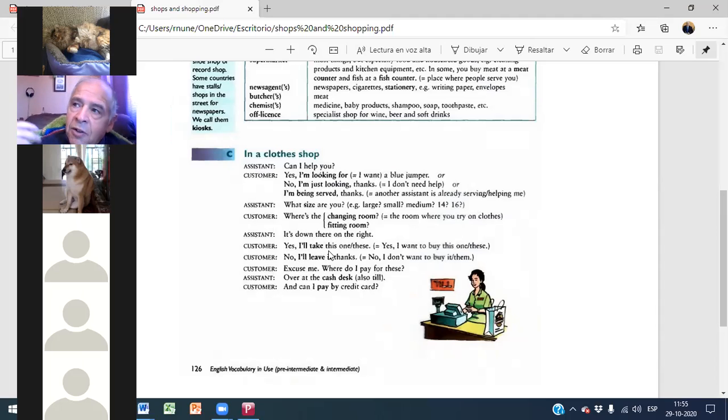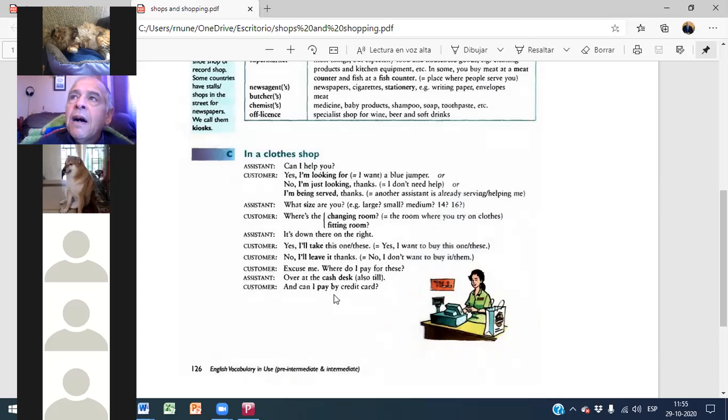I'll take, meaning lo llevo. I leave, meaning lo dejo. Yeah. Where do I pay for this? Over the cash desk, over the counter, you can also say. And then you can pay by credit card. You can pay cash, not by. By credit card, you can pay cash, right?